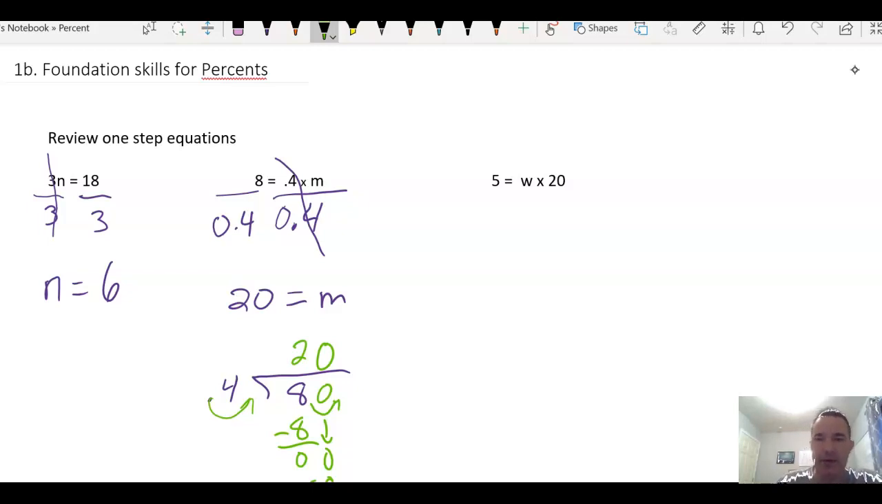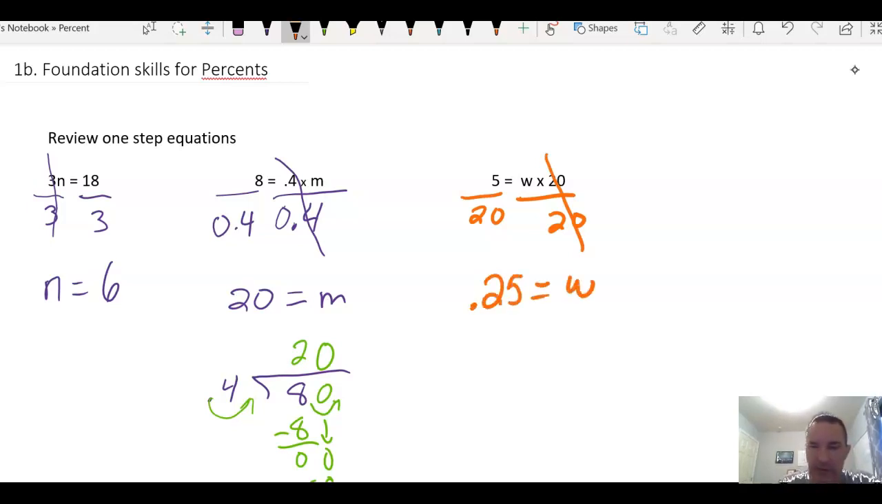And then the last one, we're going to have 5 equals w times 20. And we're going to divide by 20. Whatever we do to one side, we do the other. That's why I told you you're going to hear that phrase over and over again. And now we get 0.25 equals w. Excellent.